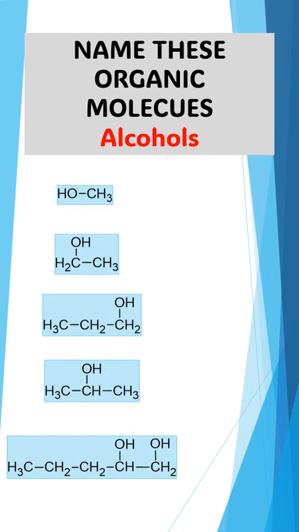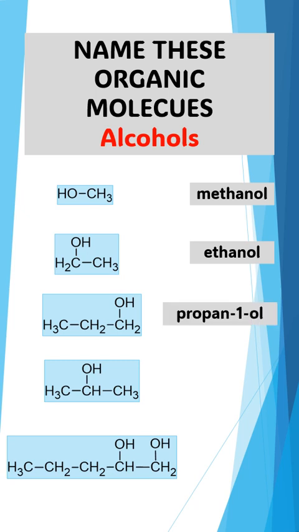Name these organic molecules. They are alcohols. First one, 1 carbon, so that's going to be methanol. 2 carbons is going to be ethanol. In the third one, which has 3 carbons, it is propanol, but we need to identify which carbon it is attached to, and it's attached to the first carbon, the one on the end of the chain, so it is propan-1-ol.